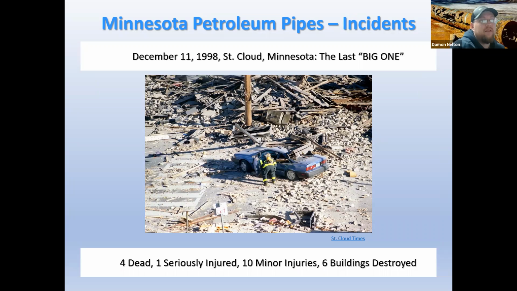For a last thought on Minnesota pipes, I'm going to leave you with the last big one. It was in 1998, in St. Cloud, that a natural gas delivery pipeline was hit installing a fiber line, resulting in 4 deaths, serious injury, 10 minor injuries, and 6 buildings destroyed. The big event may be more than 2 decades in the past, but if we don't get better maps into the field, it'll happen again.